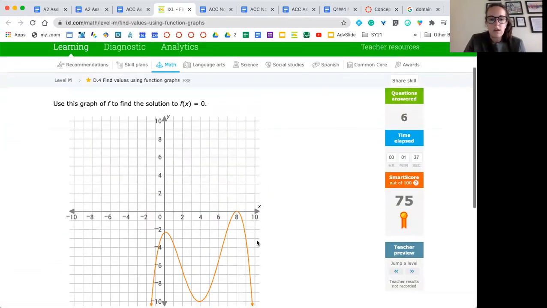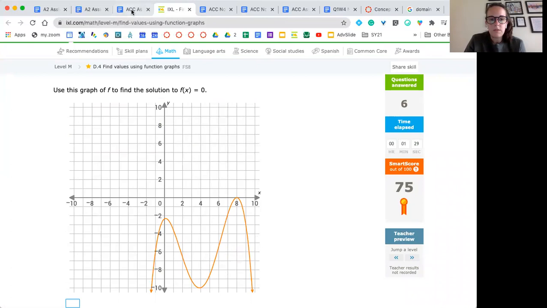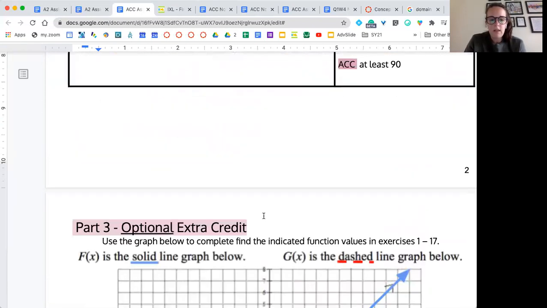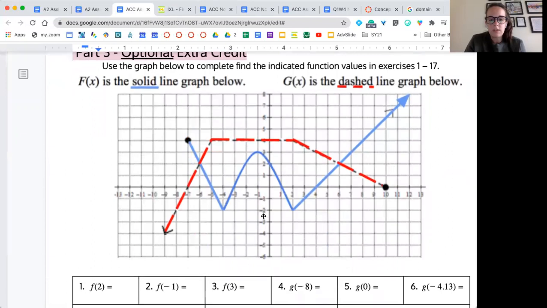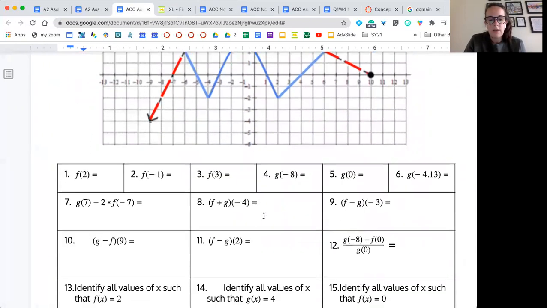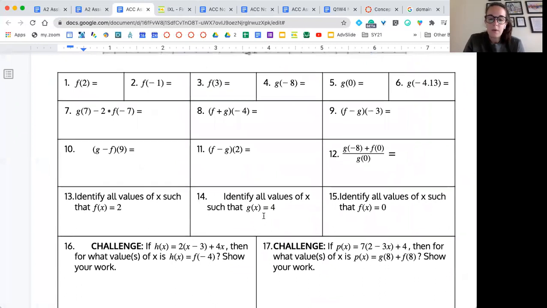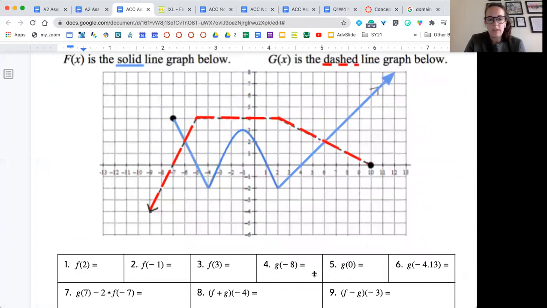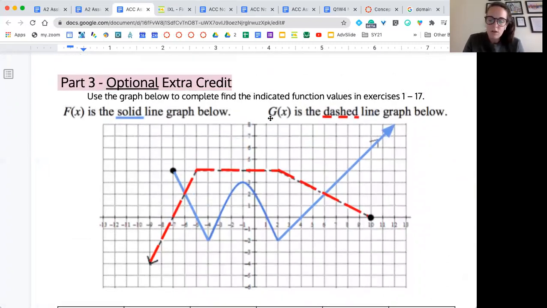So you're going to finish this one up to 90 and put your screenshot here. If you need additional support, there's a video right here to help you out. And then finally for this one, this is just an extended version of what you are doing on IXL. You can check out these. They're pretty fun, and there are a couple of challenges at the bottom as well. This is all extra credit, so do it if you want or don't do it.